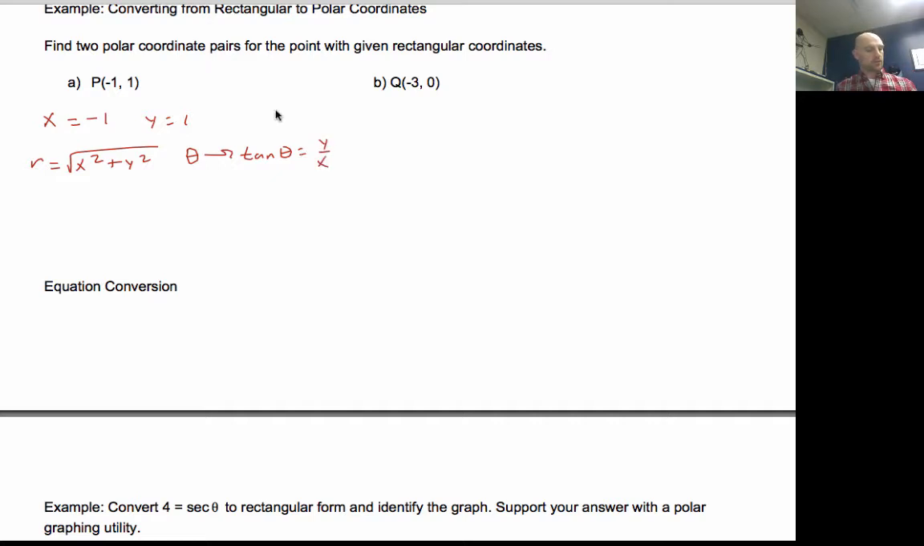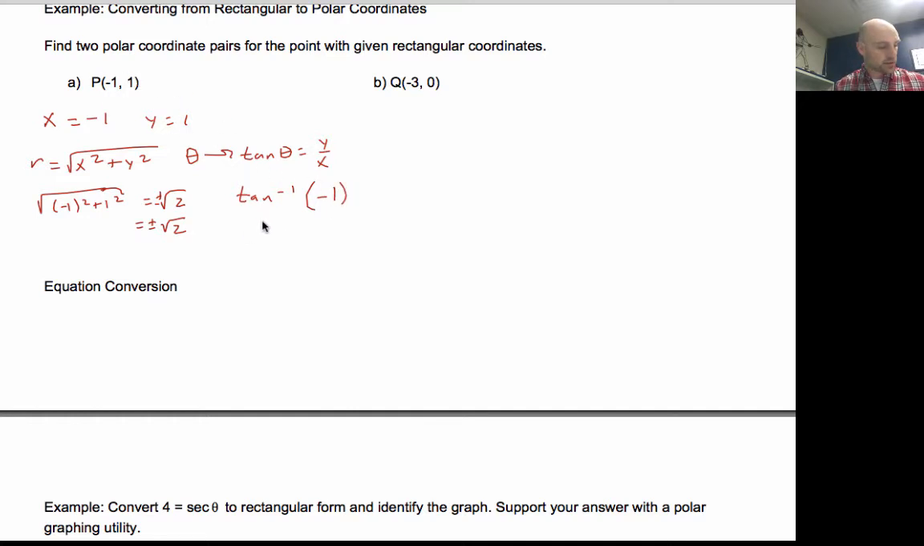So let's do a little bit of conversion. So if r is equal to the square root of x squared plus y squared, the square root of negative 1 squared plus 1 squared is equal to the square root of 2. And so that's plus or minus, right? So equals plus or minus root 2. And the tangent of theta, so I'd do inverse tangent of negative 1, because that would be 1 over negative 1.